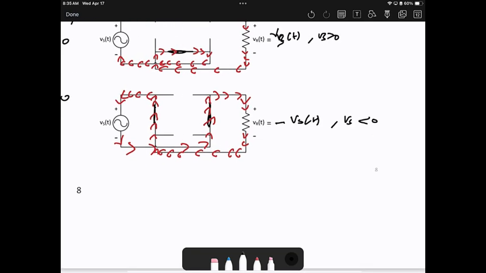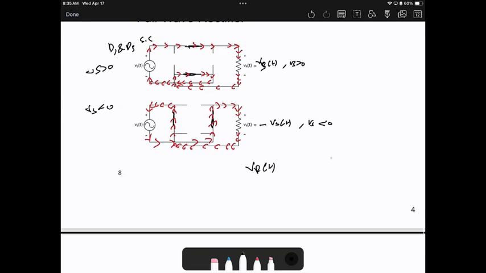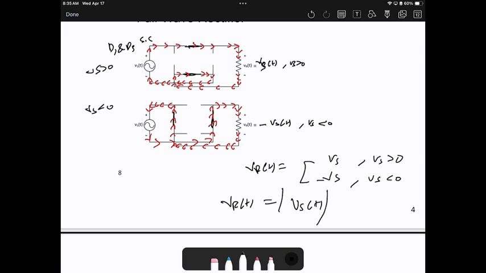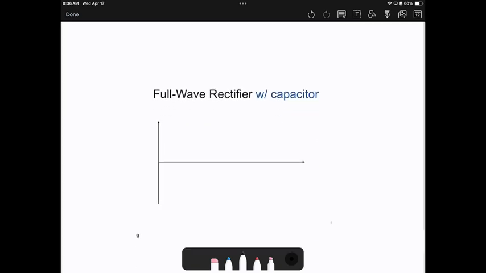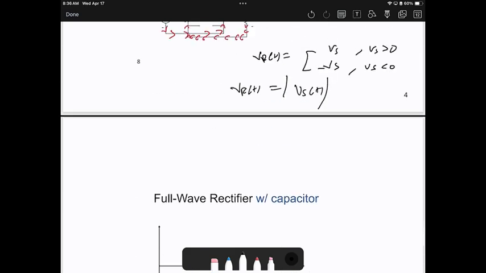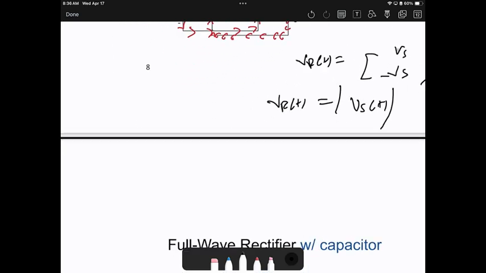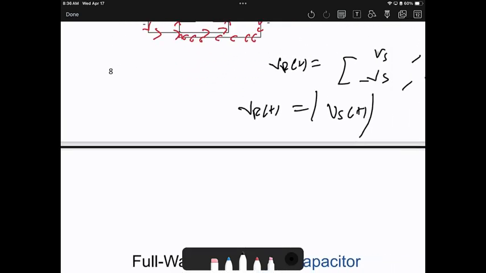As a result, we realize VR of t can be either Vs when Vs larger than 0, or negative Vs when Vs less than 0. Then as a result, VR of t equal to the absolute value of Vs of t. That's the thing of using the full wave rectifier. So what will happen if we need to plot the waveforms with and without capacitor? Let me draw it here.